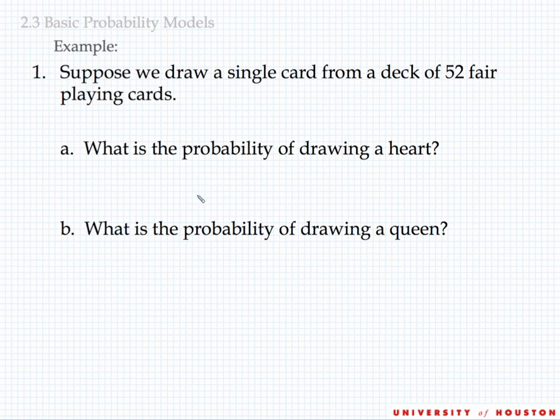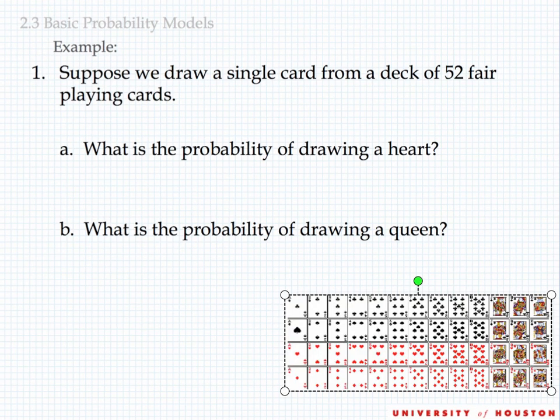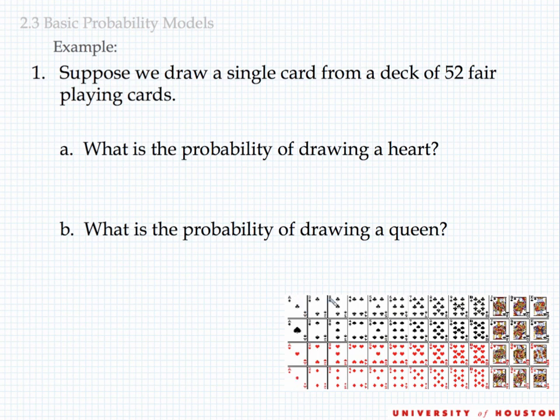Example 1. Suppose we draw a single card from a deck of 52 fair playing cards. Well, first let's look at a deck of 52 cards. So I've copied and pasted an example of 52 cards down here at the bottom. We have 4 different suits, and for each suit there's 13 different cards. I want to know what the probability of drawing a heart is.